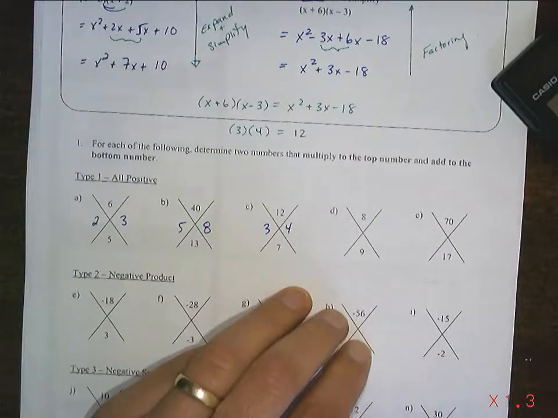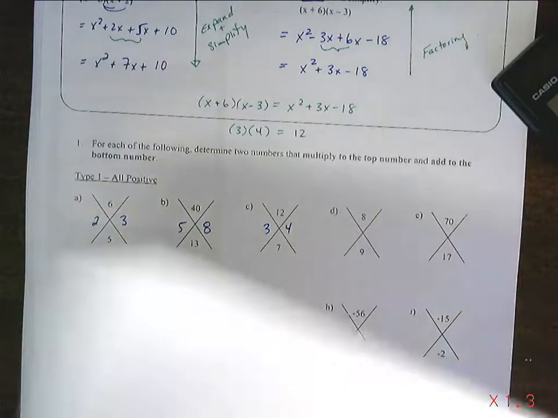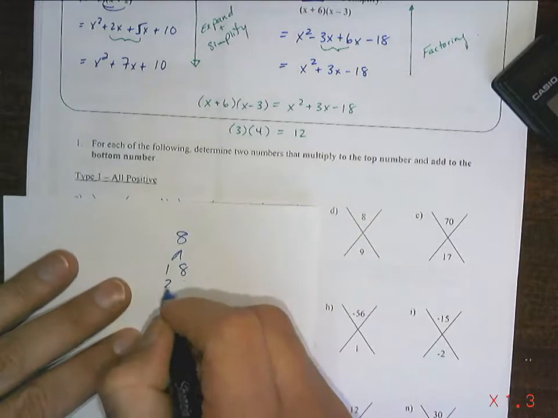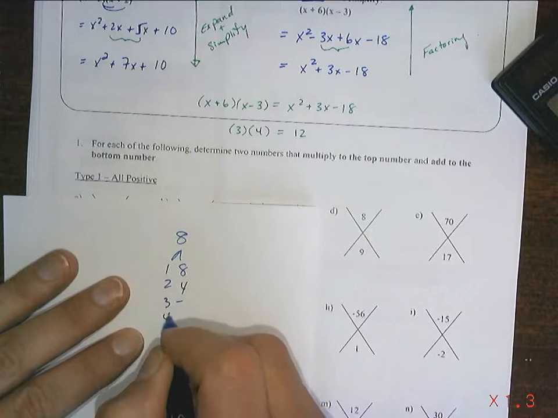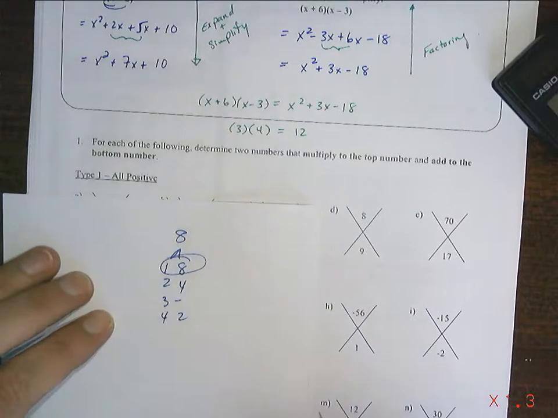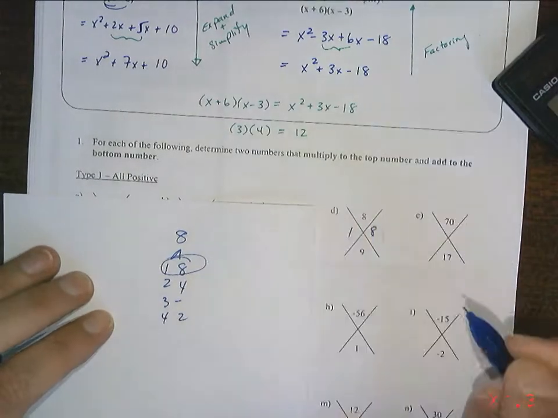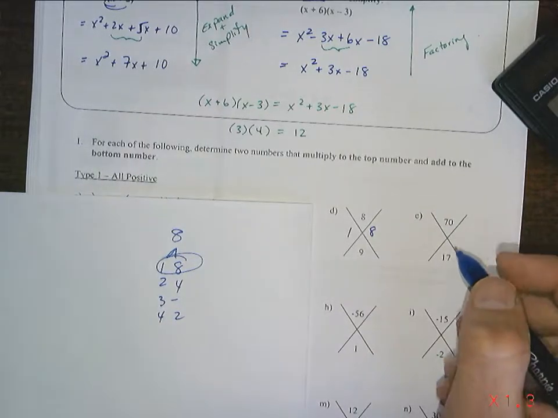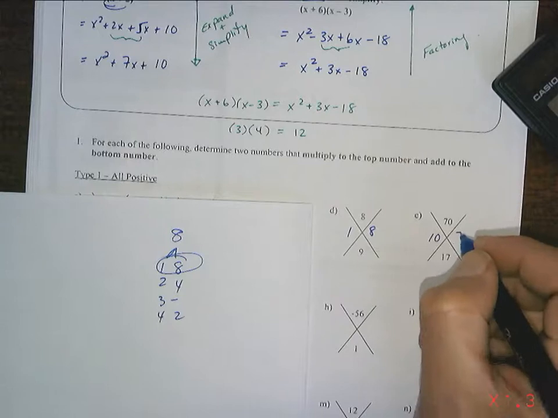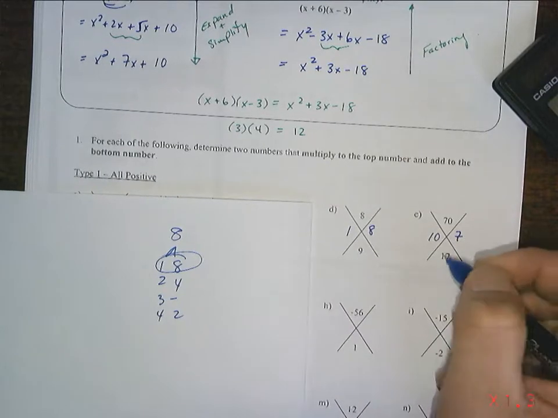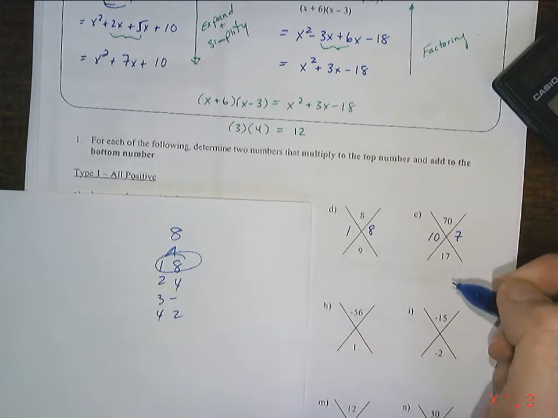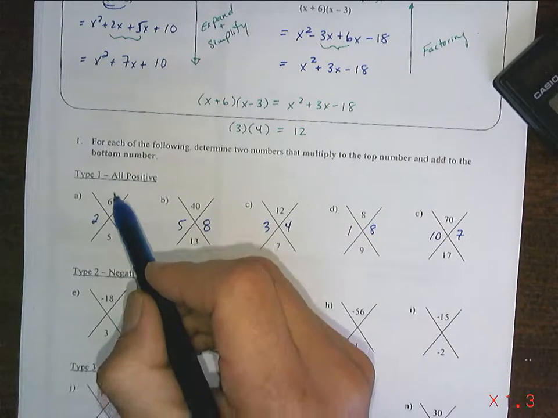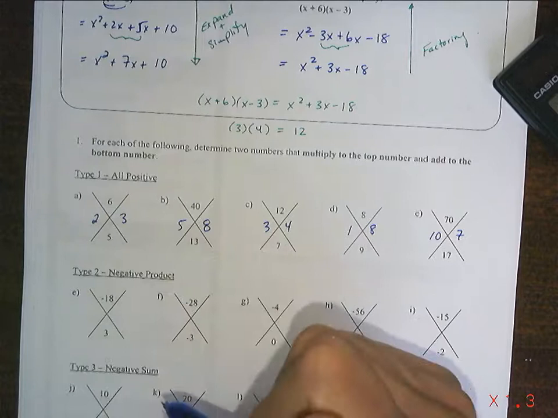8. Well, they have to multiply to give 8. They have to add to give 9. 1 and 8. 2 and 4. 3 doesn't go evenly. 4 and 2. Well, that was kind of silly. 1 and 8's the only thing that's going to work. And 70 and 17. As you work on this, some of you will be able to do it quickly. 10 and 7. 10 times 7 is 70. 10 plus 7 is 17. It works out well.